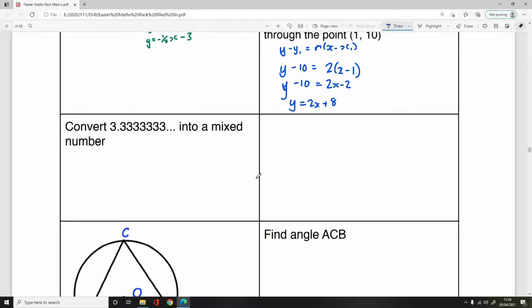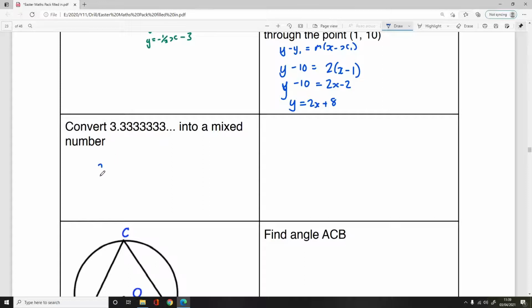Okay, convert into a mixed number. Now you might be able to see, I suppose, that this is 3 and a third, because you know that a third is 0.3333 recurring, etc. But let's talk about how you do this otherwise, if you didn't know what it was, because there's a way of doing this algebraically that you do need to know for later decimals.